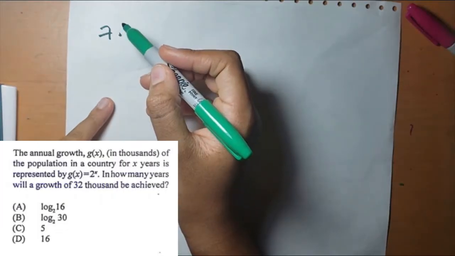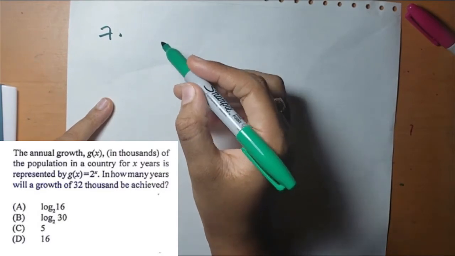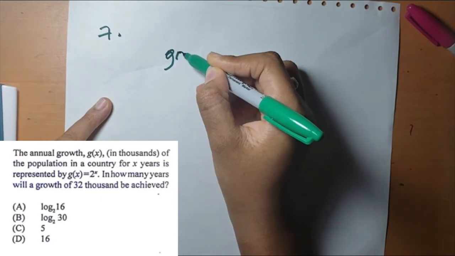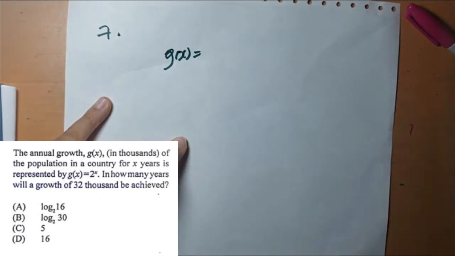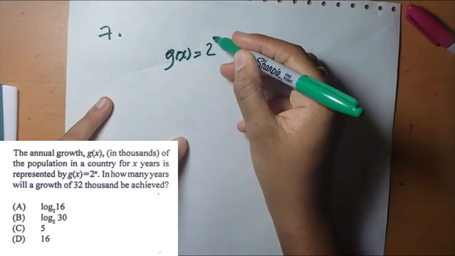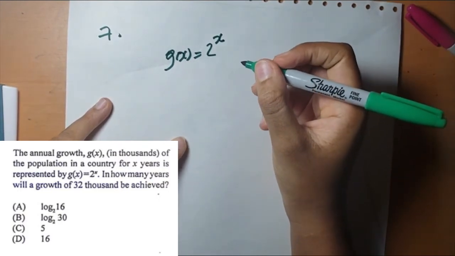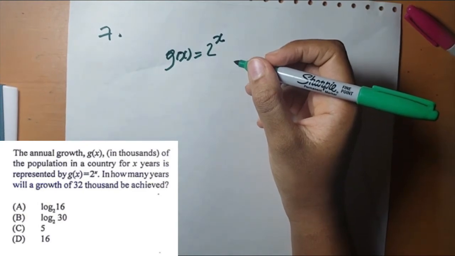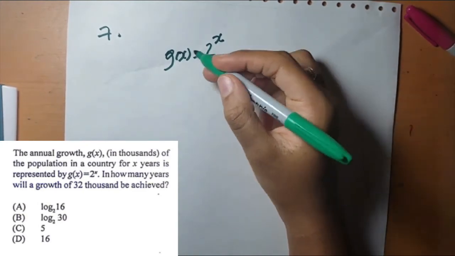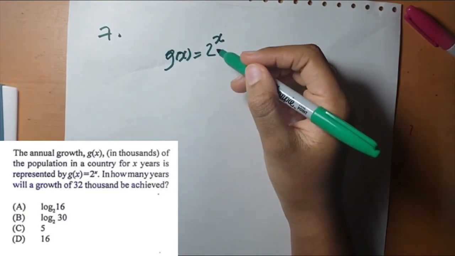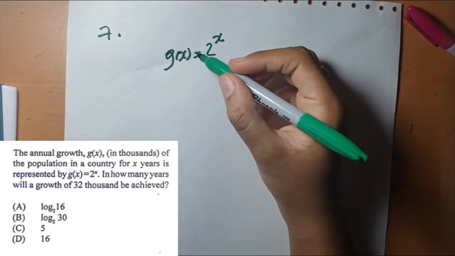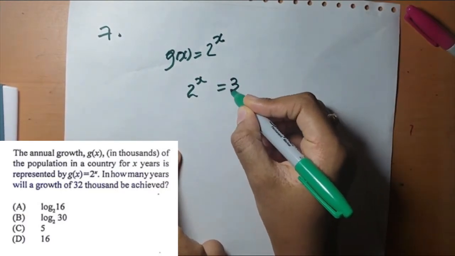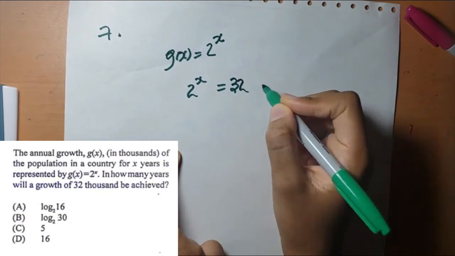We're told that the growth in thousands of the population of a country for x years is represented as G of x equals 2^x. In how many years will the growth of 32,000 be achieved? Because this equation represents the growth in thousands, you don't have to write 32,000, we just have to write 32. So basically we want x where the growth is 32.